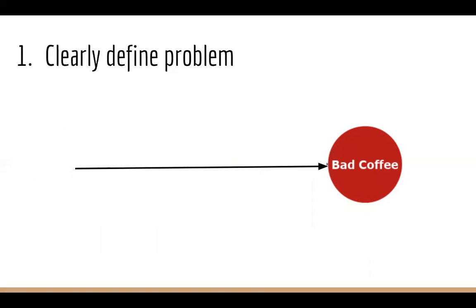Since this method is commonly done with teams, it's a good idea to make sure everyone is clearly on board and understands what the problem is and is in agreement on what it is before they proceed. So you put the stated problem at the far right of the diagram, and this is the head of the fish, and then we're going to draw a line across the paper horizontally.